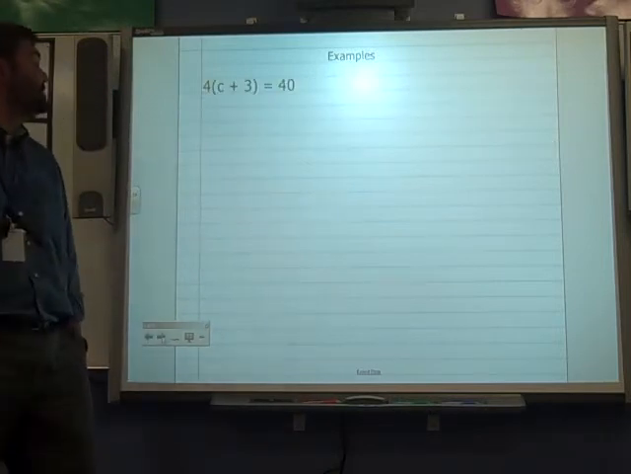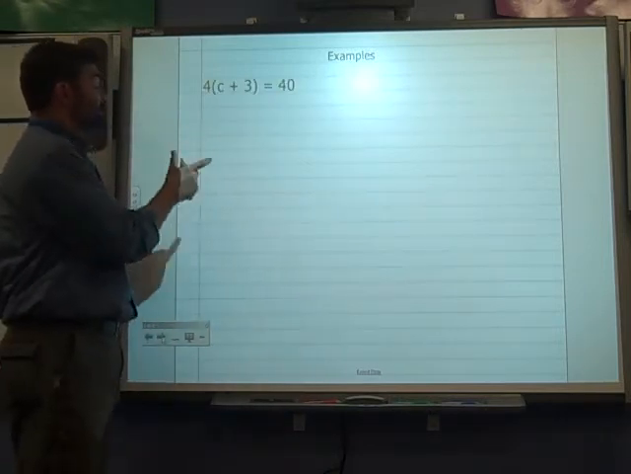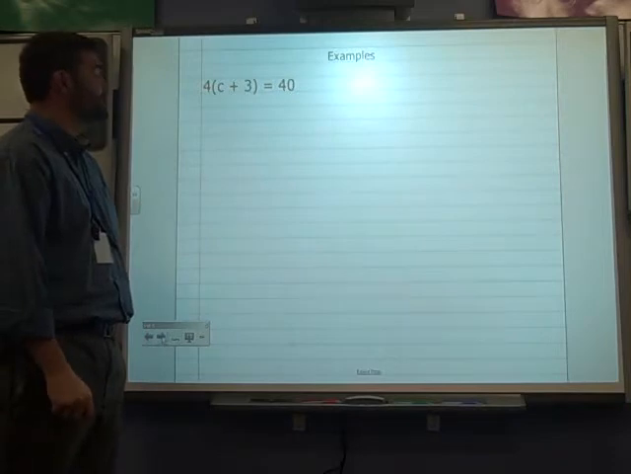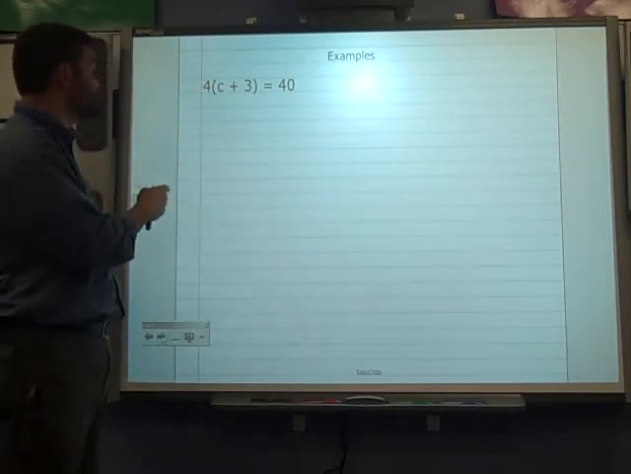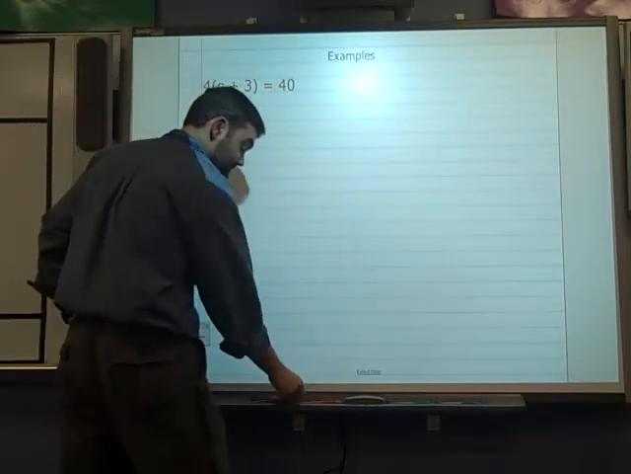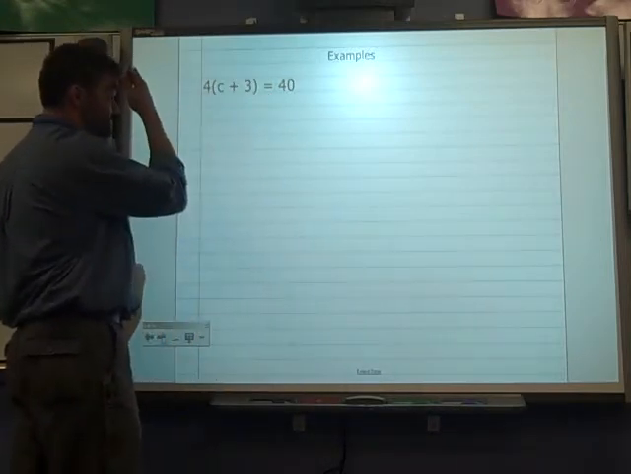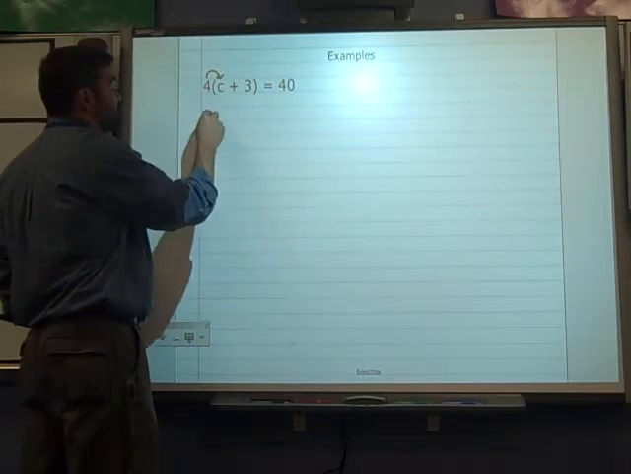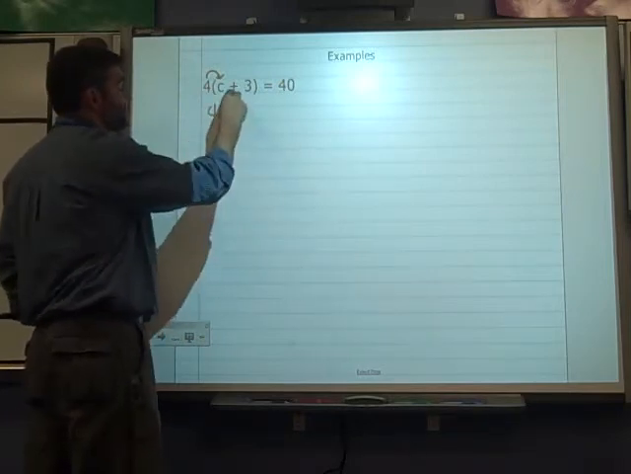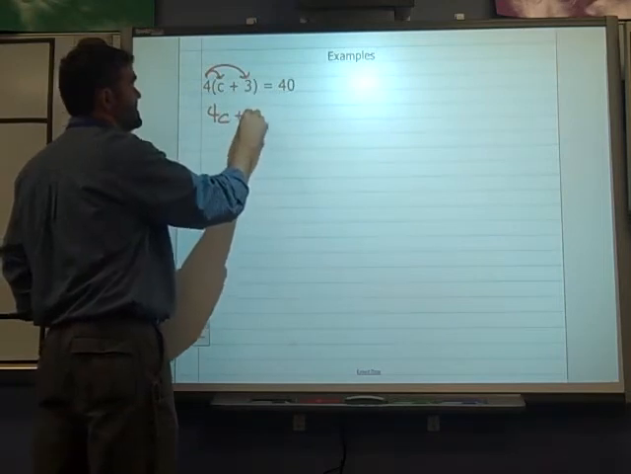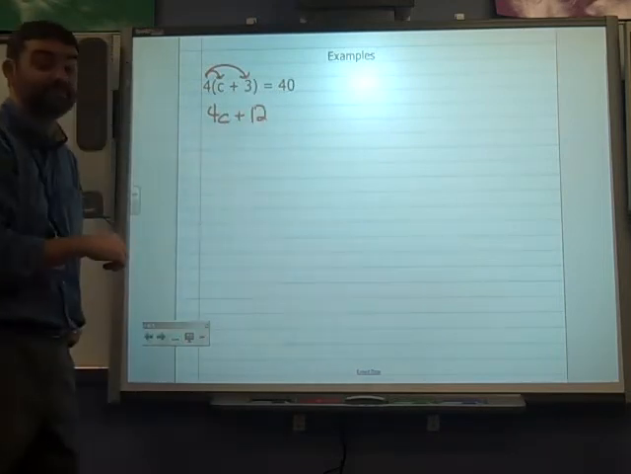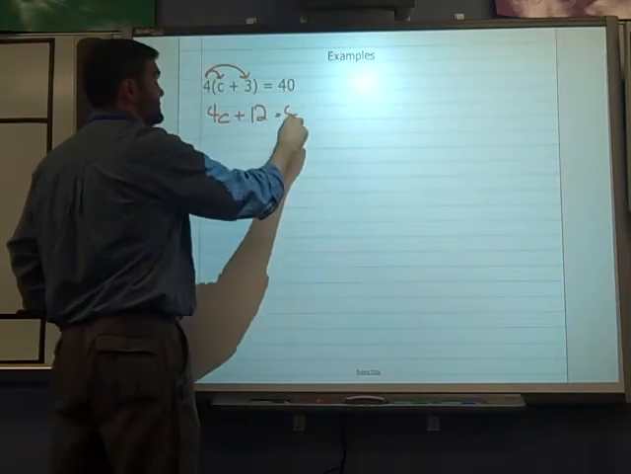Alright, example 2. 4 times the quantity c plus 3 equals 40. So we think about our steps. Step 1, get rid of those parentheses. So let's get rid of those parentheses using our distributive property. And we're going to go 4 times c plus 4 times 3, which I'm going to go ahead and put as 12. Equals 40.